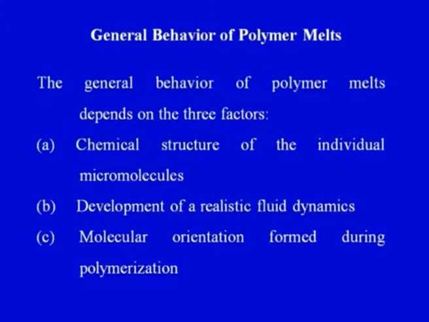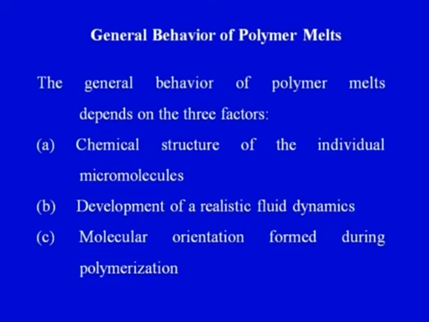So first of all, let us see the general behavior of polymer melts. Now we know that there are different types of polymer, thermosets and thermoplastics, and they have to be converted into the desired shapes and sizes according to the requirement. Now when the polymer melts, how will the polymer melt behave, or on what factors does the polymer melt depend? On your screen you can see the general behavior of the polymer melts depends on three factors.